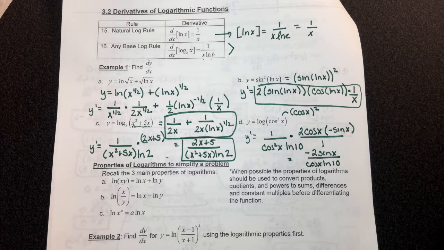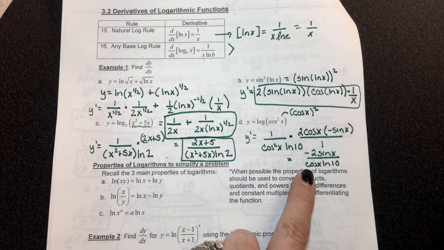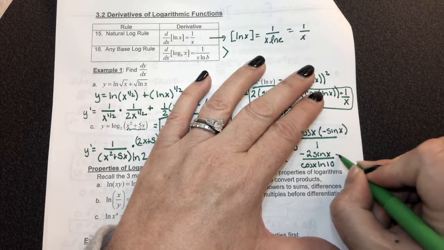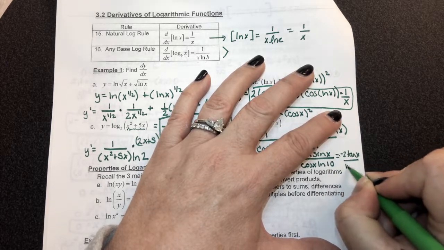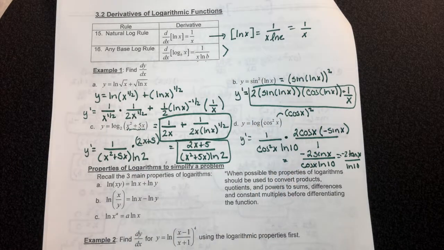There's another way you could even express your answer. Anybody want to take a wild guess? Because if you're doing multiple choice, they may express it differently. What is sine over cosine equivalent to? Tangent of x. So you may also see this: negative 2 tangent of x over natural log of 10. So all those are equivalent.